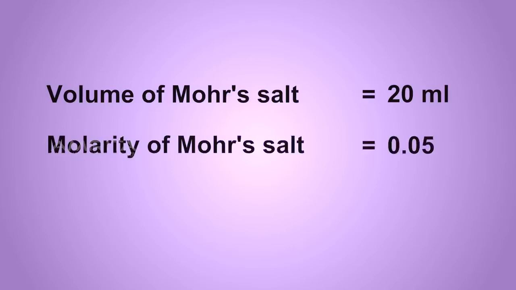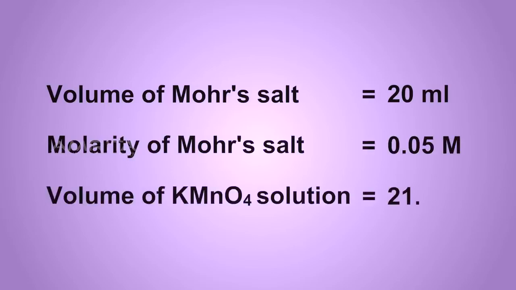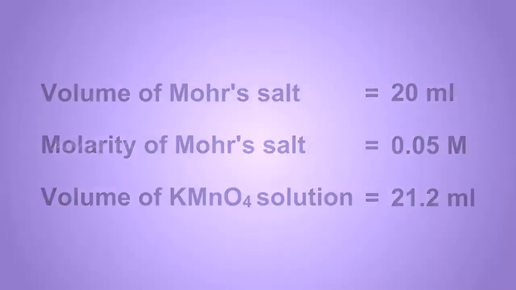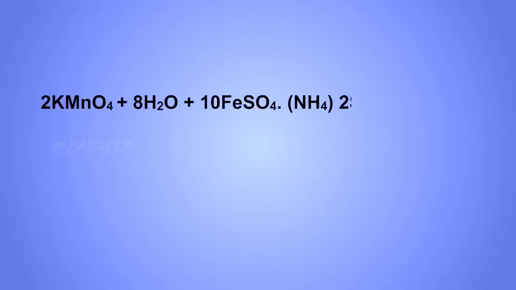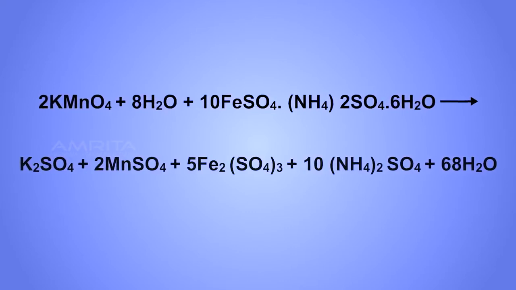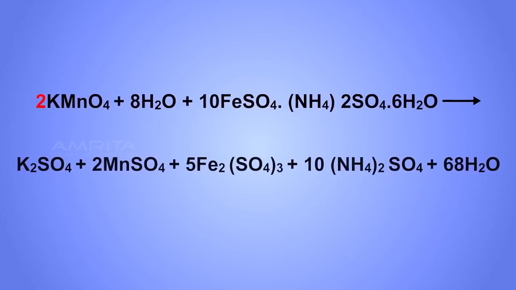Calculations. Volume of Mohr salt is 20 ml. Molarity of Mohr salt is 0.05 molar. Volume of potassium permanganate solution is 21.2 ml. The reaction between KMnO4 and Mohr salt is shown. From the reaction, it is clear that the number of moles of KMnO4 reacted is 2. The number of moles of Mohr salt reacted is 10.